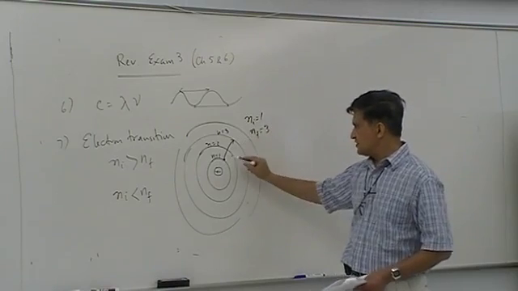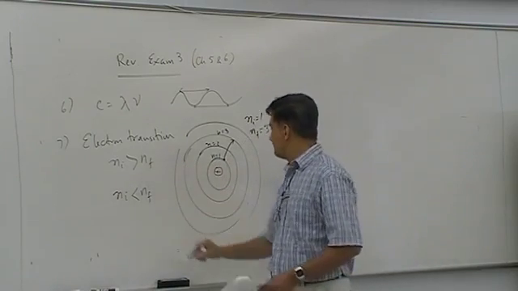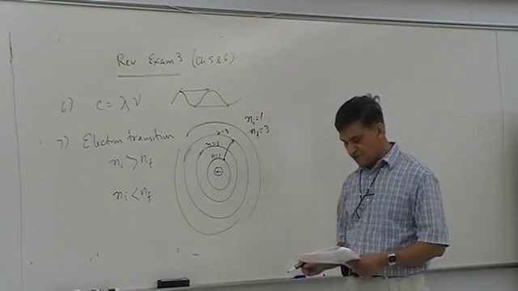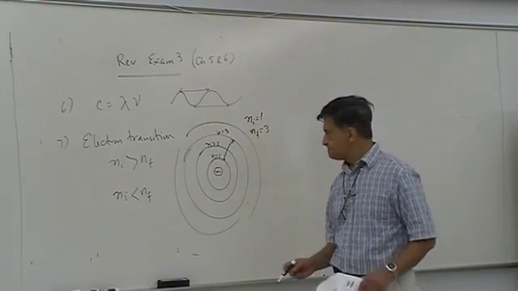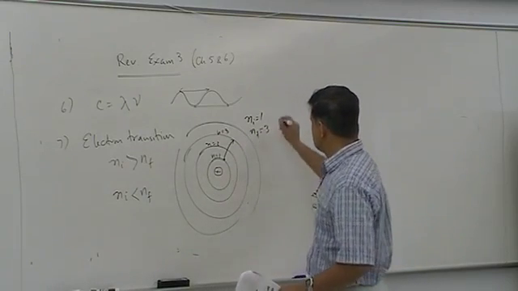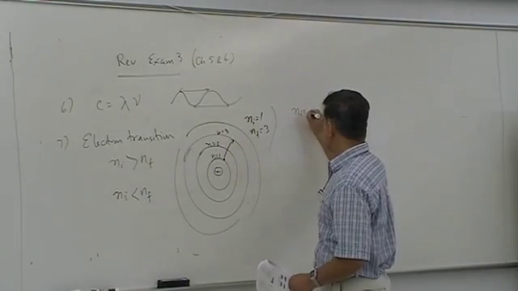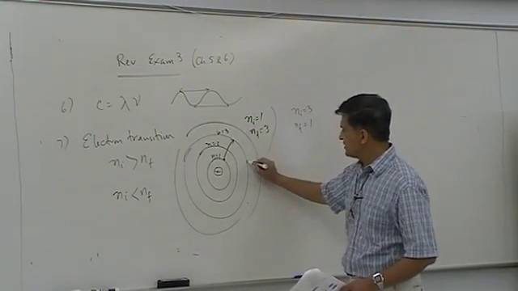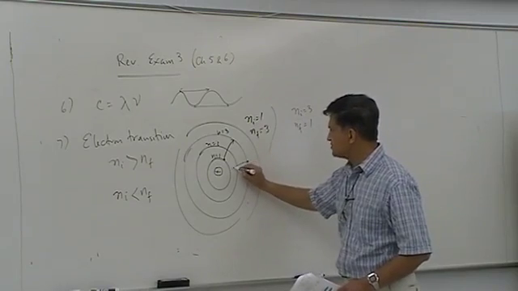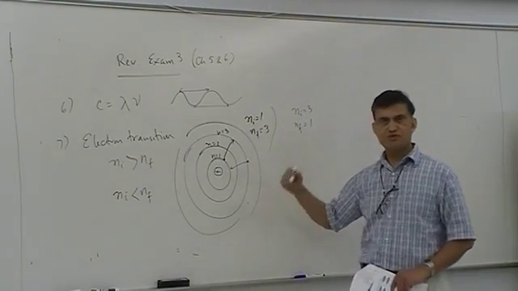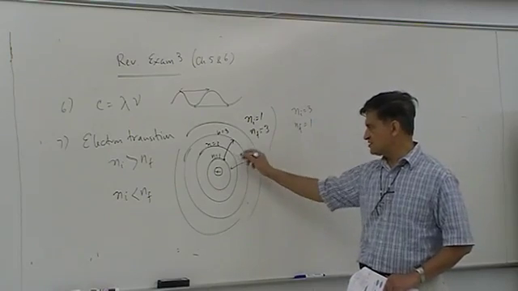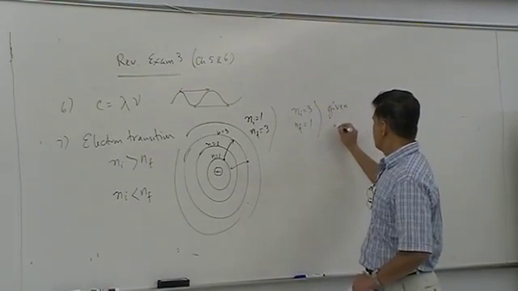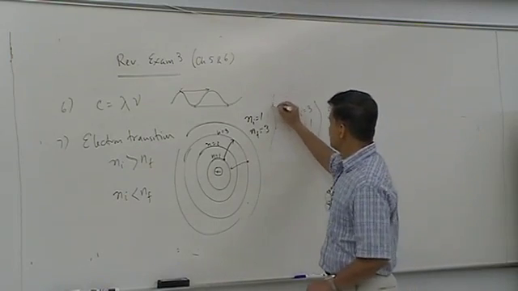So when I give you this information, Ni less than Nf, the electron transition would need energy. So that would be absorption of energy. If the reverse happens, if I say Ni equals 3, Nf equals 1, that means initially the electron is sitting here, finally it is going back to 1. That means initially I have more energy, finally I have less energy. Extra energy is given off. So this is given off. In this case, absorbed.